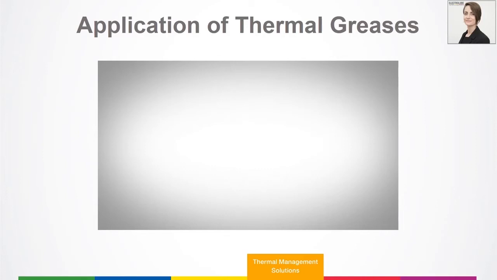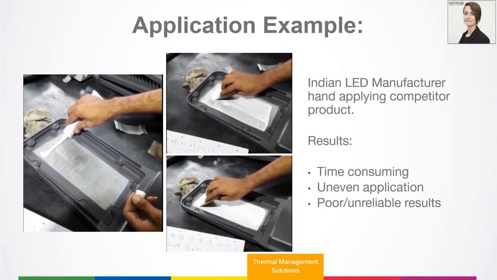So you can see there that that is how it looks when it's finished. An application example here proves the point exactly. We had a manufacturer of LEDs who was hand applying a competitor product. It was time consuming and they were having to spread the product just using a wide spatula, and it resulted in uneven application and unreliable results. They were basically spreading it over the surface time and time again to try and get it as even as they possibly could.